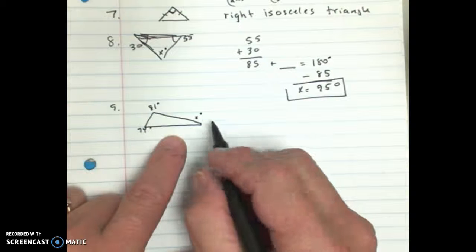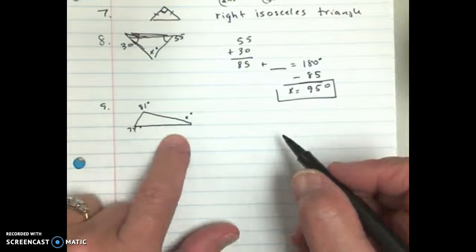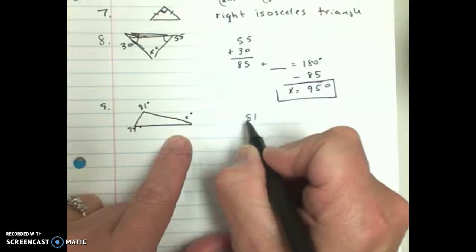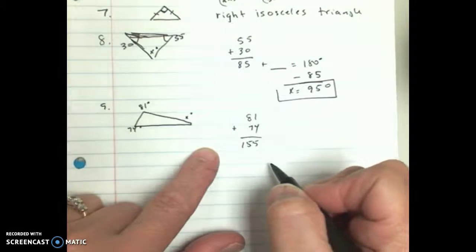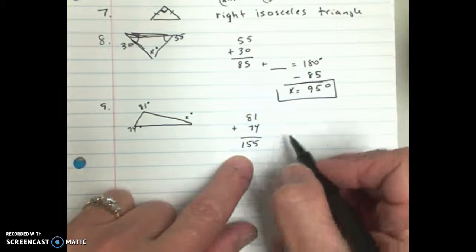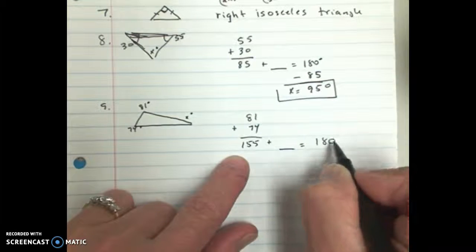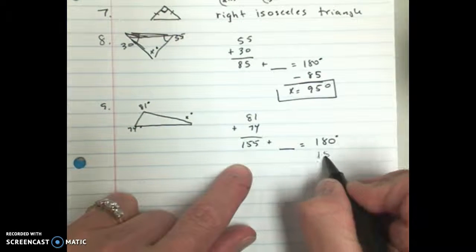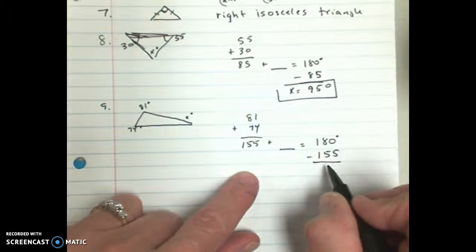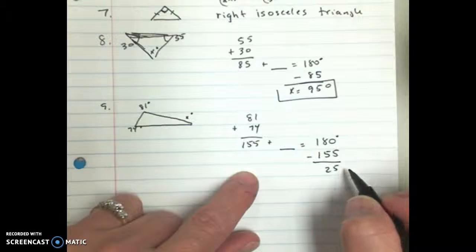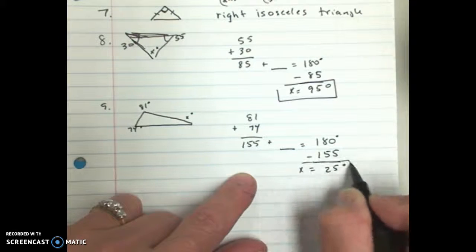So again, all triangles add up to 180 degrees. So we have 81 plus 74, which is 155 degrees. And we want 155 plus something is equal to 180, because that's a full triangle. So 180 minus 155, and of course that gives us 25. So our missing angle x is equal to 25 degrees.